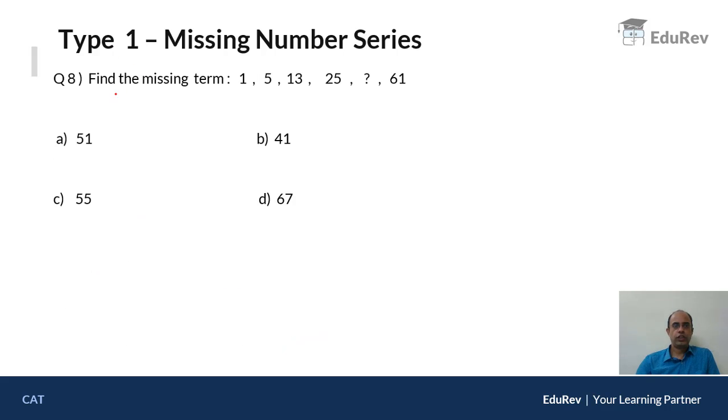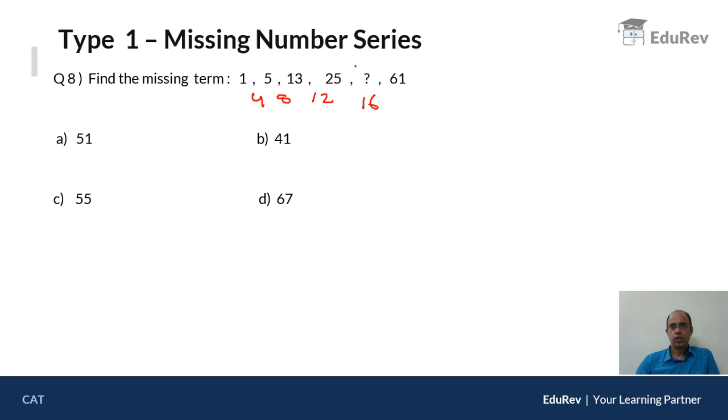Fine. Now we are moving to question 8. 1, 5, 13, 25, question mark, 61. Now think, guys. Pause the video. Chances are very high you will be able to solve this question. Fine. What is the difference here? 4. Difference here? 8. Next difference? 12. We are finding the differences are multiples of 4. Next difference should be 16.